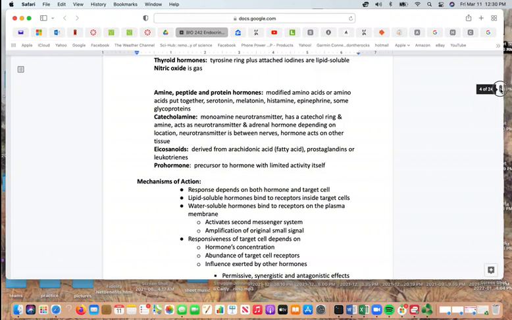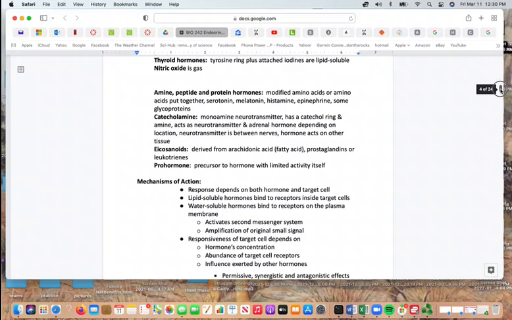So the amine, peptide, and protein hormones, they're made from modified amino acids or amino acids that are put together. Some examples include serotonin, melatonin, histamine, epinephrine, and some of the glycoproteins. Catecholamines, these are monoamine neurotransmitters. They're called that because they've got a catechol ring in there and an amine on them. And they can act as a neurotransmitter and as an adrenal hormone, depending on their location. So it's a neurotransmitter when it's communicating between nerves. The hormones will act on other tissues.